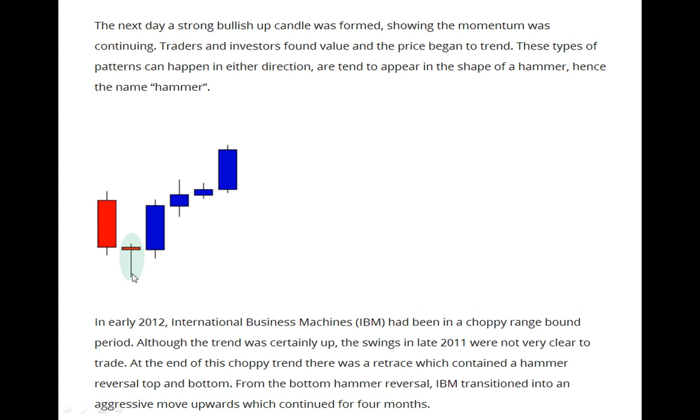So when this happens during a downtrend, what we are going to do is place our buy stop above its high. That is in a downtrend. And when it happens during an uptrend, we place our sell order below its low. This is purely for reversal. It is not used for continuation. It is a reversal pattern, a reversal pattern candlestick.